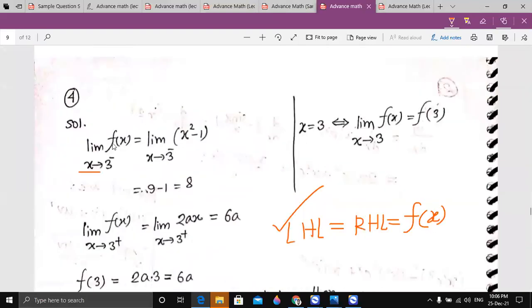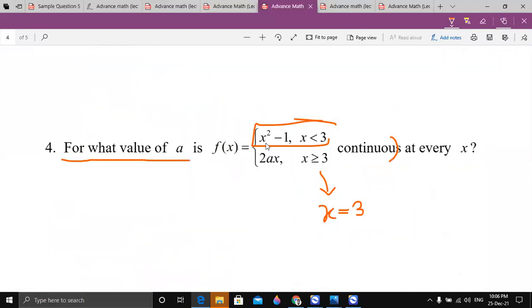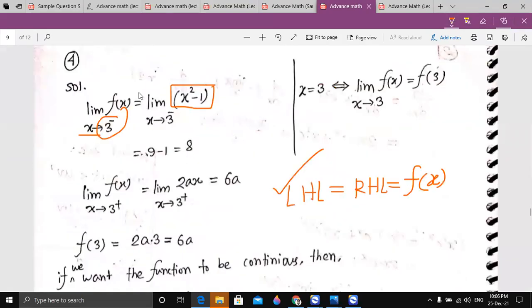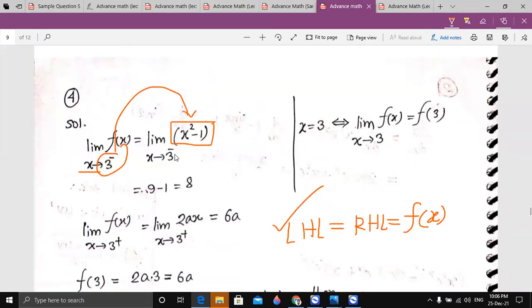So for left hand limit, x tends to 3 minus, f of x is x square minus 1, because for left hand limit our function is x square minus 1. So if I plug in the value here, I will get 3 square, that means 9, minus 1, that is 8. So this is the value of the left hand limit.